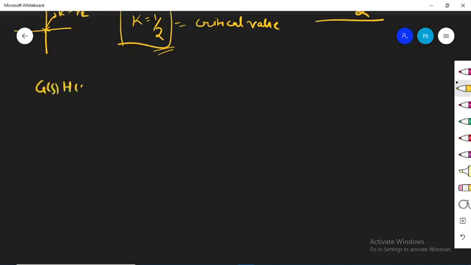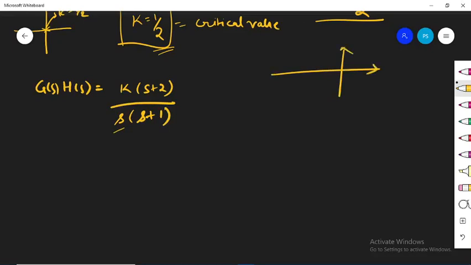Suppose now, for GSHS, I'm adding one pole to this system, where I already have one zero at S plus 2. For the system with S plus 2 and S plus 1, we had seen that the root locus plot had a pole at minus 1 and a zero at minus 2, hence the root locus moved from minus 1 to minus 2. The system was a completely stable system.